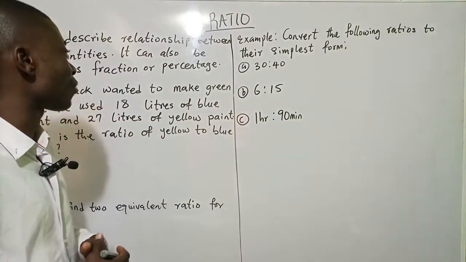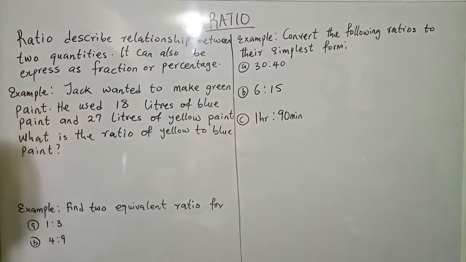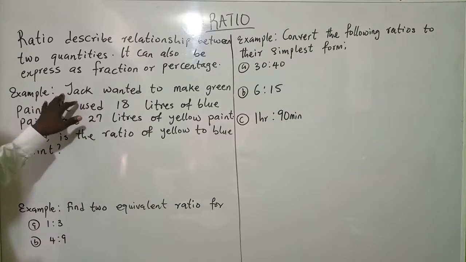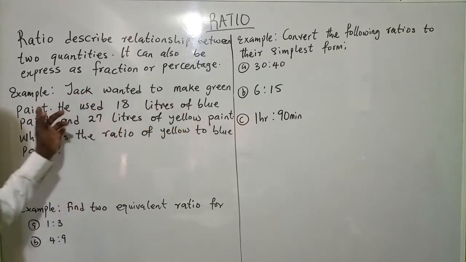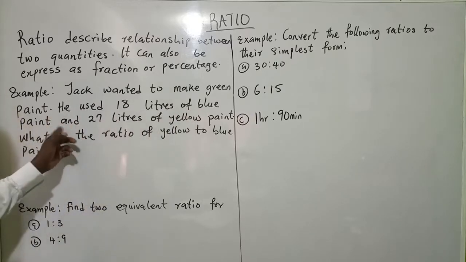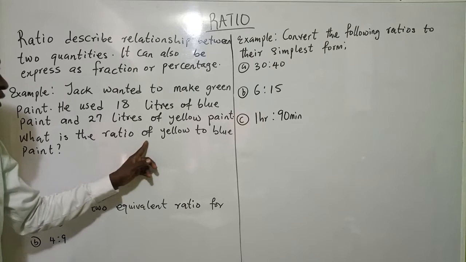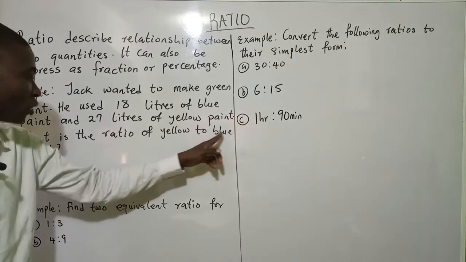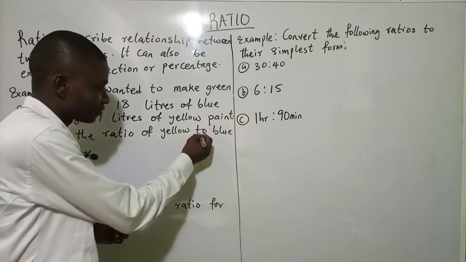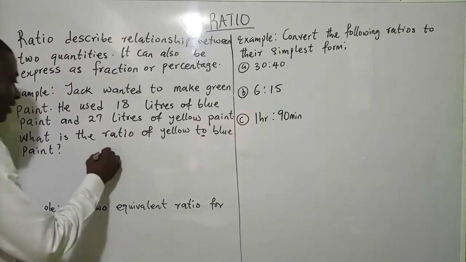The very first example we are having on the board here to demonstrate the relationship between two quantities is this. The question says that Jack wanted to make green paint. He used 18 liters of blue paint and 27 liters of yellow paint. What is the relationship of yellow to blue paint? Now our attention is on these two you are seeing here. So how do you answer this? Very simple.